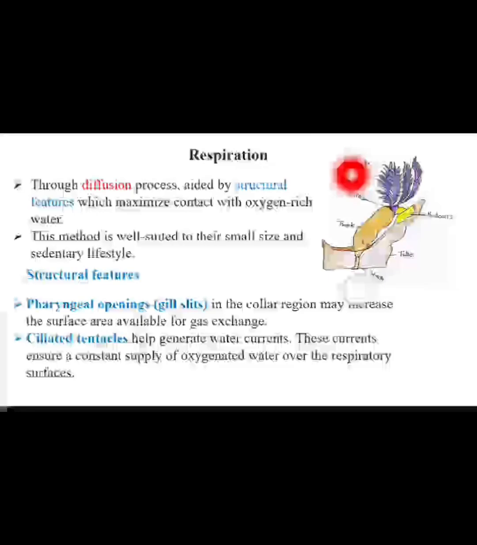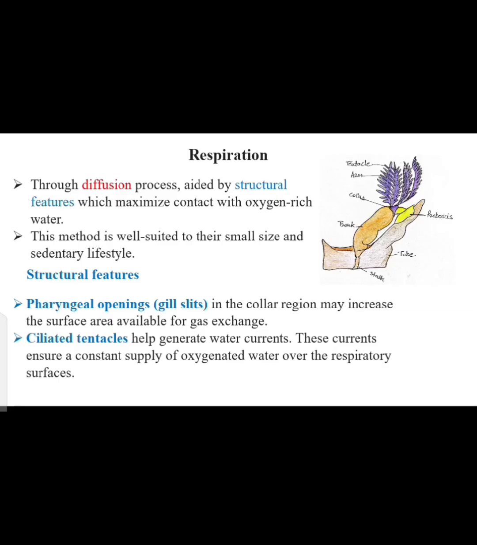Ciliated tentacles help generate water currents, and these currents ensure a constant supply of oxygenated water over the respiratory surface. Diffusion is a well-suited method of respiration in pterobranchs because pterobranchs are small-sized animals with a sedentary lifestyle.